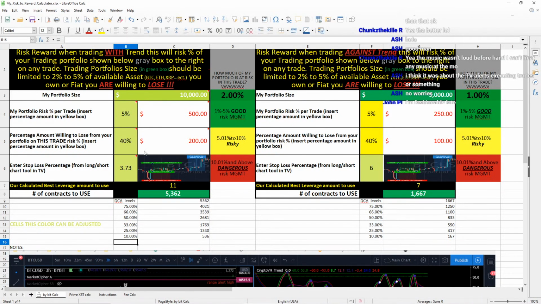Whenever you do that, you will only be using approximately, and the spreadsheet only approximates, it's not dead to the number, $200 worth of margin to execute this 11x trade with 5,000 contracts, and you would only be risking 2% of your $10,000 that you have in your trading account.